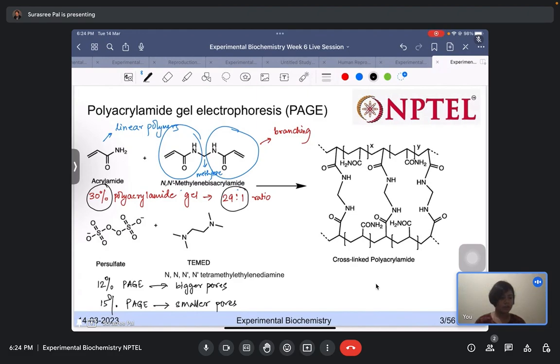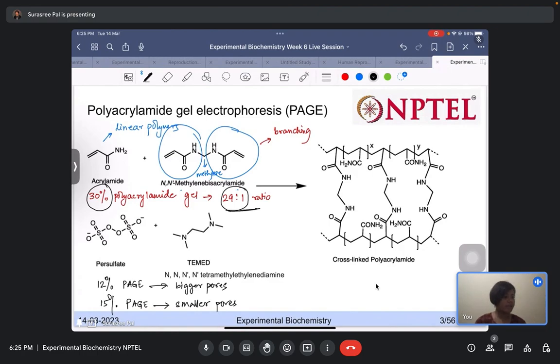And the ratio of acrylamide and bisacrylamide is also important. It can be mixed in several other ratios rather than 29:1, and that will also determine the pore size, or the resolution capacity of this kind of polymer. So by varying the gel percentage as well as the acrylamide to bisacrylamide ratio, we can make several types of PAGE gels or polyacrylamide gels.